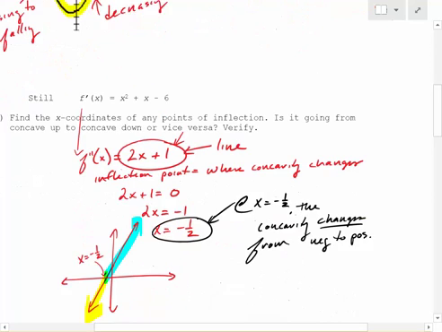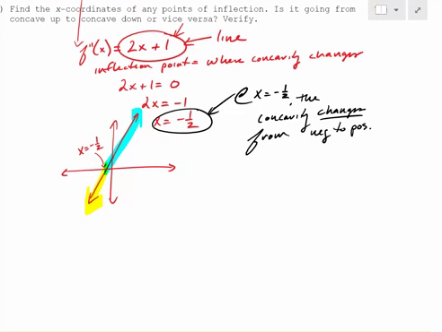This isn't the line. We're not trying to find the concavity of this line. This is the second derivative. So we're using this to find out where the concavity changes. This is not the function. This is the second derivative, right? So this is telling us about the concavity of the function itself, not of the derivative.